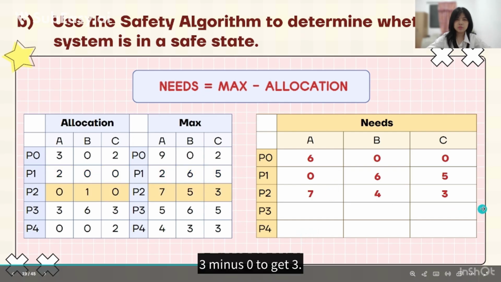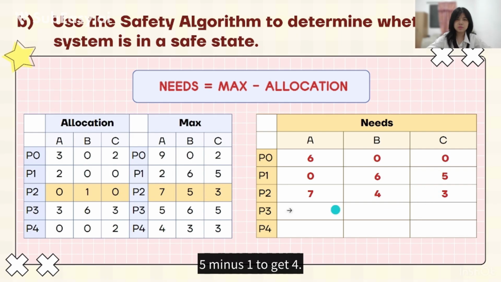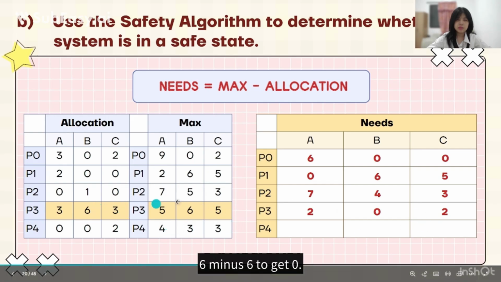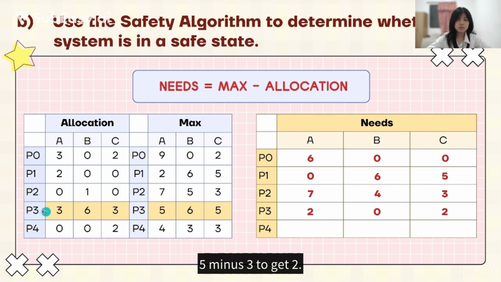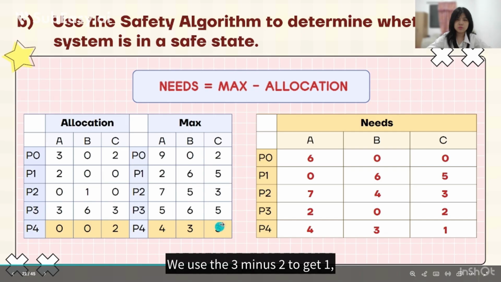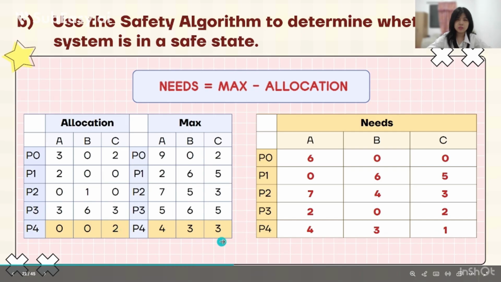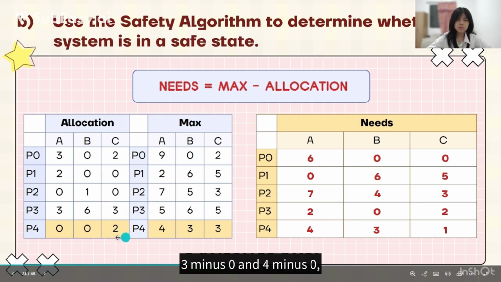3 minus 0 to get 3, 5 minus 1 to get 4, 7 minus 0 to get 7. 5 minus 3 to get 2, 6 minus 6 to get 0, 5 minus 3 to get 2. And the last one is P4. We use 3 minus 2 to get 1, 3 minus 0 and 4 minus 0, we get 3 and 4.